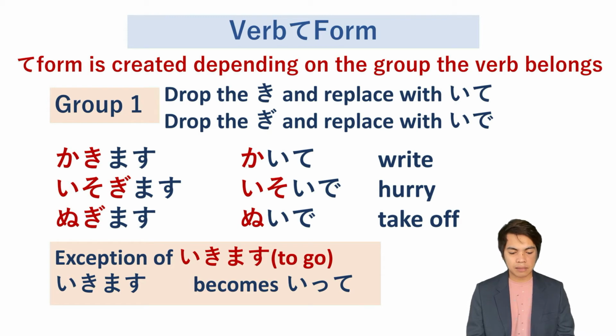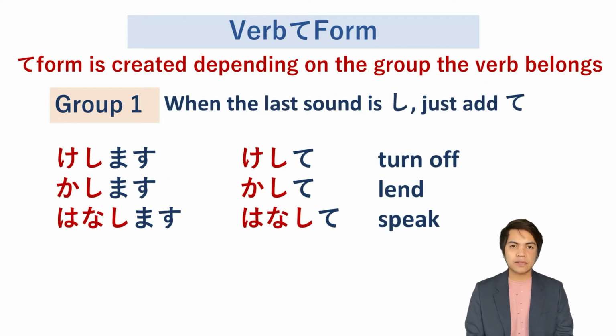So there is an exception. The verb ikimasu means to go, so it's a group 1 verb. Ikimasu becomes itte. So remember, it's an exception. Now for the group 1 verbs that end in shi, do not remove the shi but add te to it.